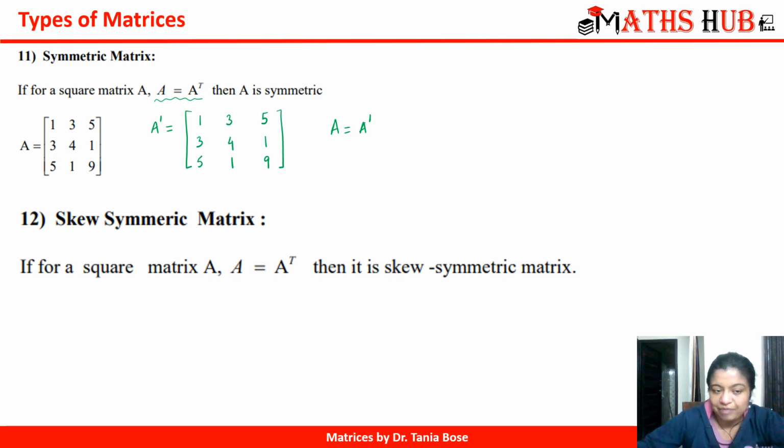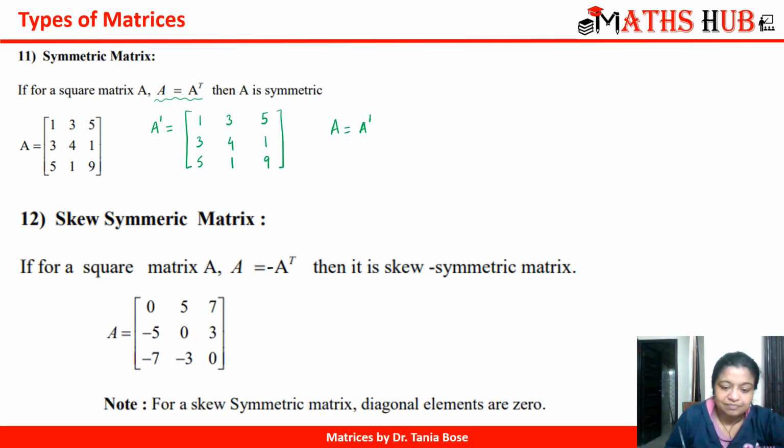So the next type of matrix is a skew-symmetric matrix. What is the difference in a skew-symmetric matrix? In this, A should be equal to minus of A transpose, right? So whenever for a square matrix A, if A is equal to minus of A transpose, then it is called a skew-symmetric matrix. So let us check this matrix. In this matrix, we need to check that A should be equal to minus A transpose.